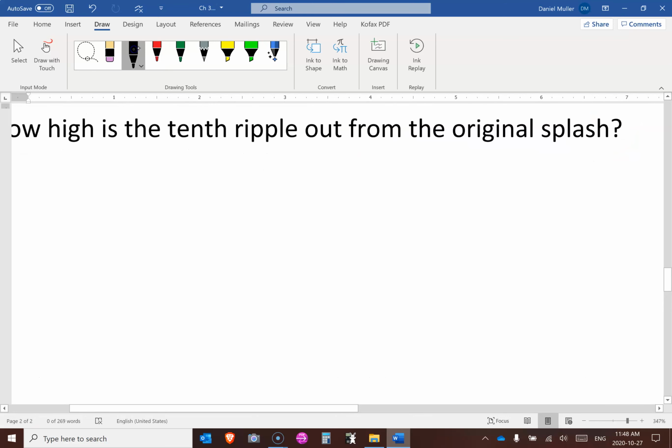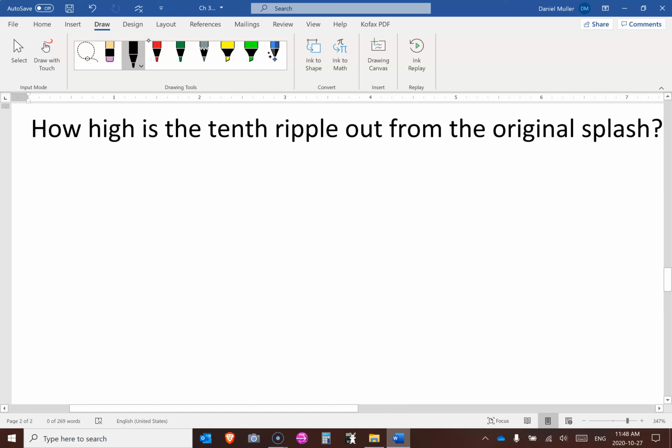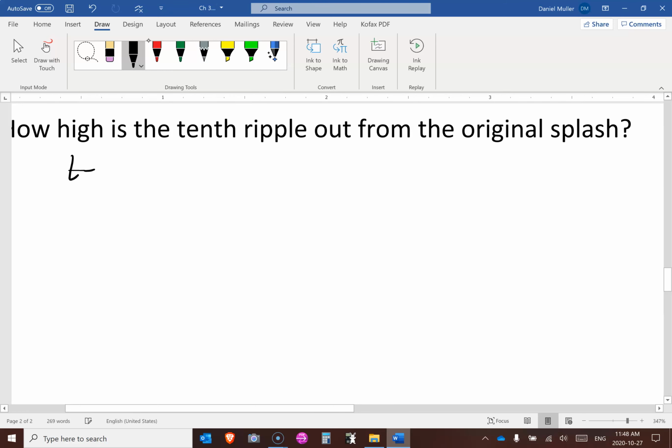So it's good just to write down what we know. Our first term, T1, is how high this thing is. That is 4. Now the interesting thing is the r. So what is the ratio? What are we multiplying by?